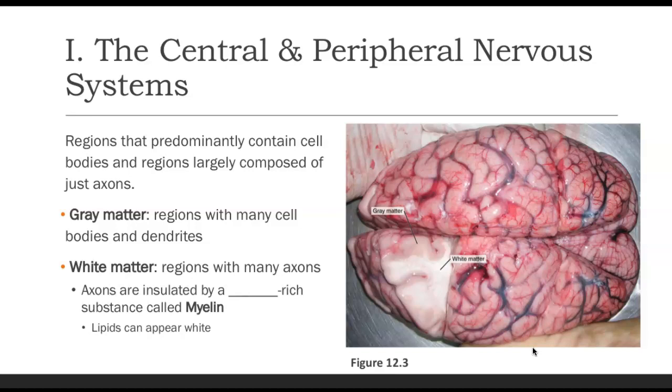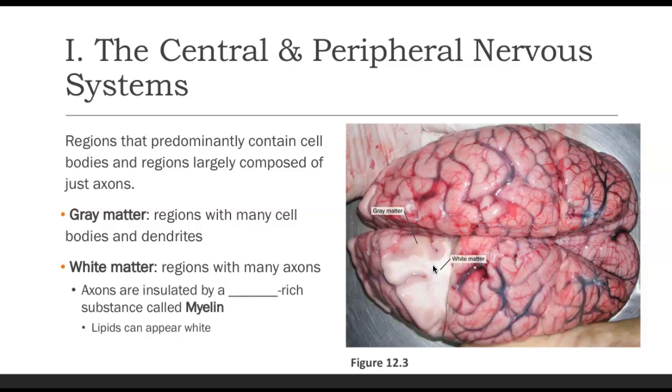In regions that are predominantly going to consist of cell bodies and regions that largely are composed of axons, we are going to use two separate terms for this. Our first term is gray matter. So you can see this pictured over here where they've taken a little slice of this brain. And in this region, we will find cell bodies and dendrites of our neurons. Now this area that is white is called white matter, and these are regions with many axons.